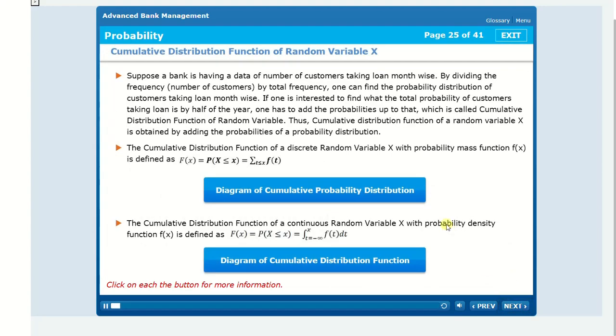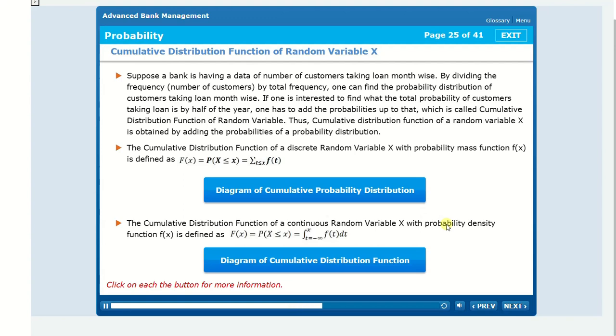Cumulative distribution function of random variable x. Suppose a bank has data of the number of customers taking loans month-wise. By dividing the frequency by the total frequency, one can find the probability distribution of customers taking loans month-wise. If one is interested in finding the total probability of customers taking loans by half of the year, one has to add the probabilities up to that point, which is called the cumulative distribution function of the random variable. Thus, the cumulative distribution function of a random variable x is obtained by adding the probabilities of a probability distribution.